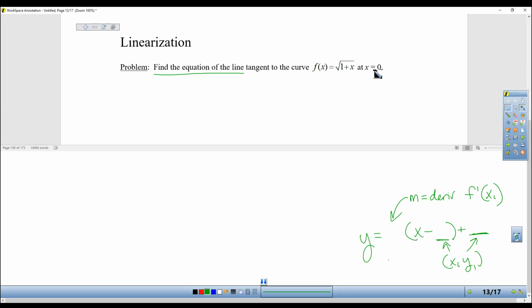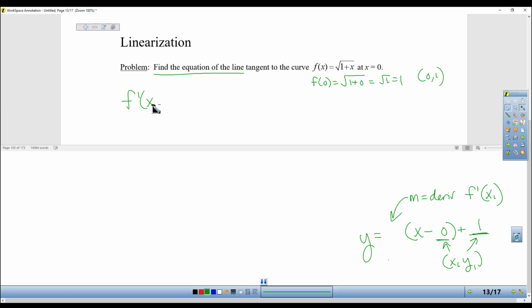Okay, so they gave me the x value. It's 0. How do you find the y value? You use the y equation. So f of 0 is the square root of 1 plus 0, which is 1. So I'm halfway there already. The point is (0, 1). Now I just need to know the slope at 0.